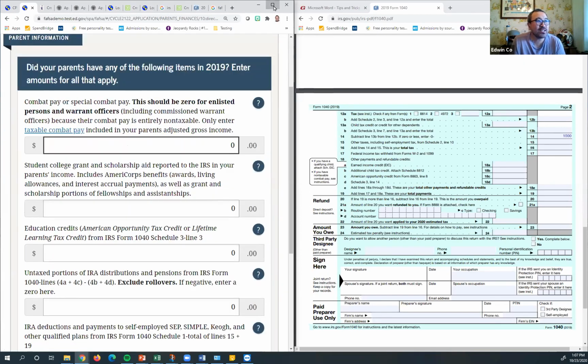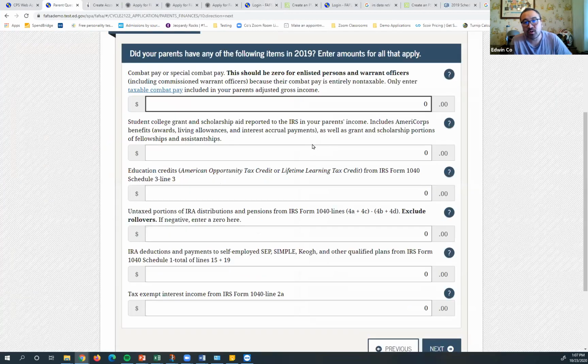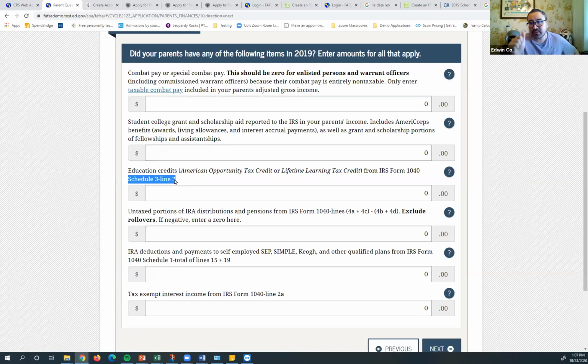These next questions are usually 0. They're usually blanked out because they're more specific circumstances. First one asks whether your parents received combat pay. This is only if they're active military. Next question is if they received any living allowances or scholarships from working for an educational program like AmeriCorps. That's usually a 0. Next one is educational credit. This is when you look for Schedule 3, line 3, once again flipping through your parents' tax forms, looking for Schedule 3 listed on the top left corner. If not, it's just going to be 0.